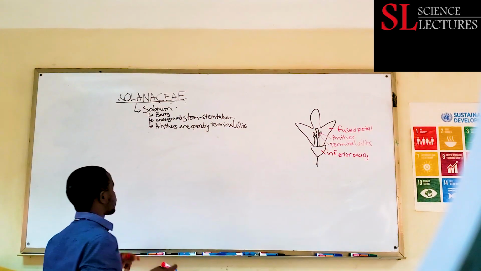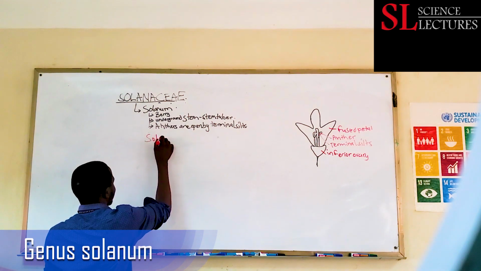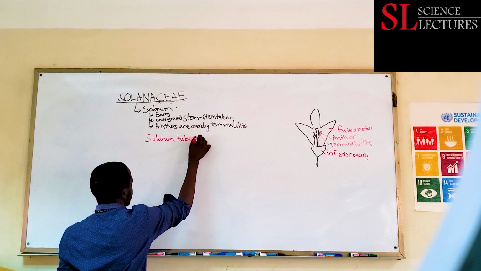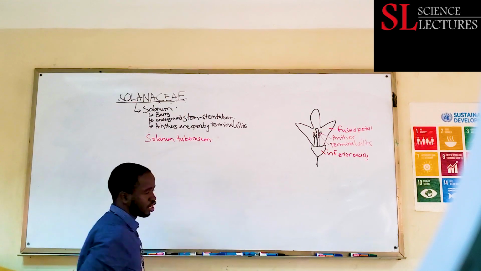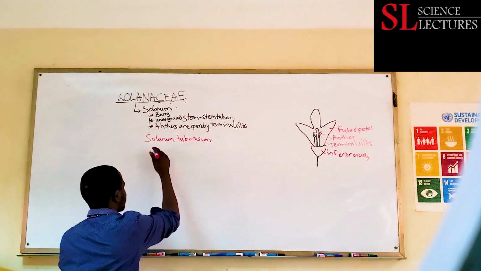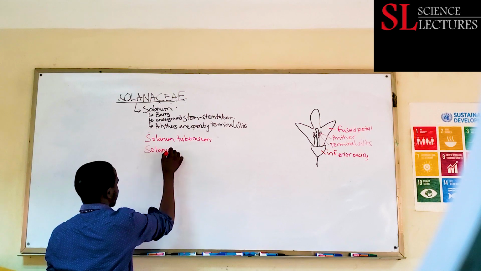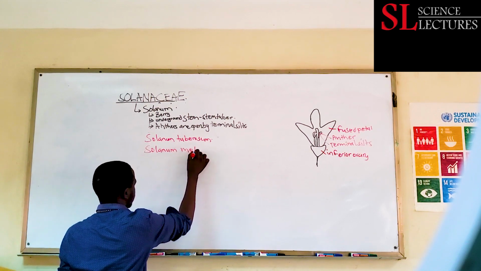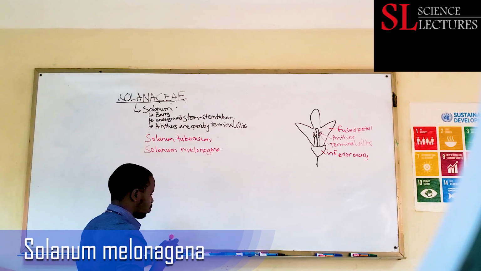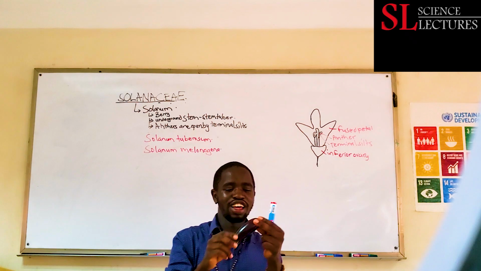So what are some of the examples under genus Solanum? We have Solanum tuberosum, which is commonly known as the Irish potato. We have Solanum melanogena, which is commonly known as the egg plant. What I have here is the egg plant.